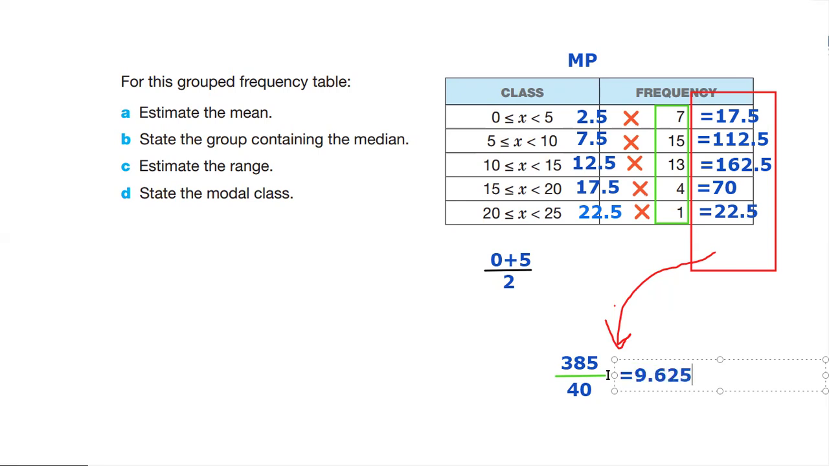Now, how do you know if you are on the right track or not? The number that you get here shouldn't be bigger or smaller than the data itself. It should be in the middle. So 9.625 is in the middle over here. This means the mean is 9.625. Now let's move on to the next question.